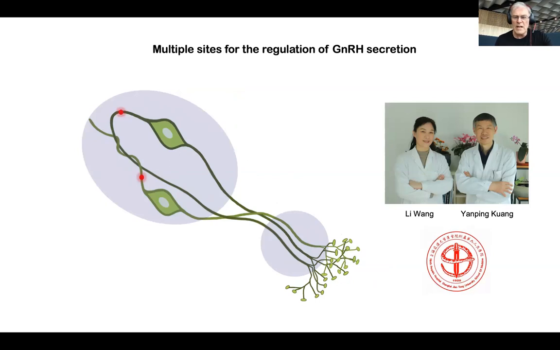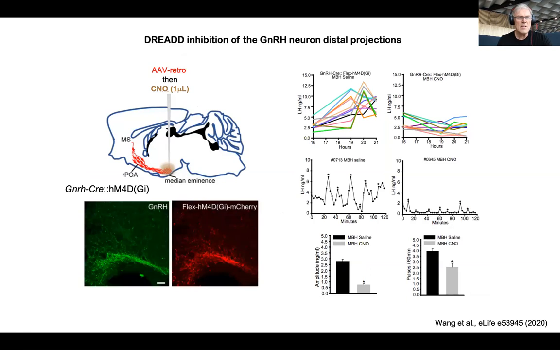And what I want to do today is just talk briefly about some work that we've been doing in a really nice collaboration with Dr. Li Wang and Professor Yanping Quan at the 9th People's Hospital in Shanghai. So we decided that the thing to do would be to try and inhibit the activity of the GnRH neurons at this location or this location to try and get an idea about what those parts of the GnRH neuron are doing. To do that, we used chemogenetics, the DREADDs, pretty standard now, using hM4D-Gi.